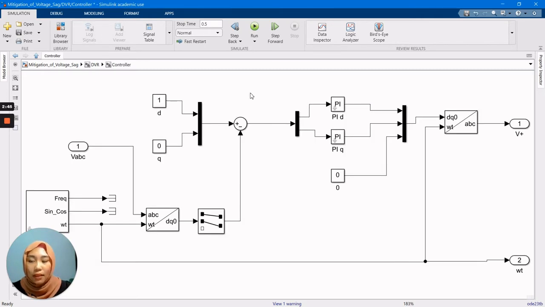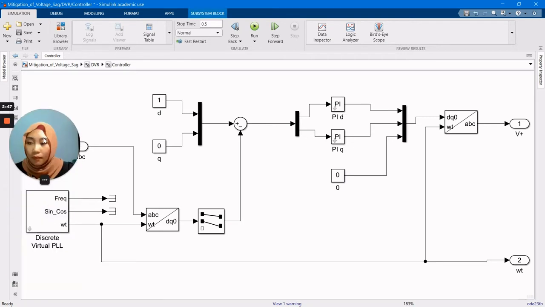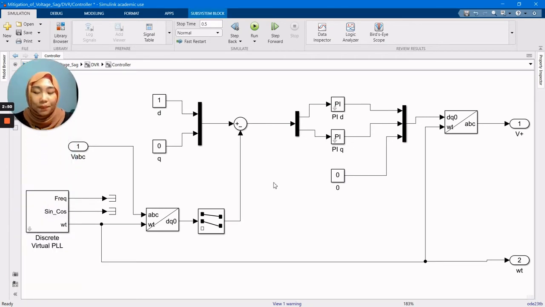First, we will look at the controller. This is the PI controller. The PI controller is to convert the ABC into the D and Q coordinates. This is the PI D and PI Q. So the PI controller is to control the value of D and Q so that there will be low errors, and the accuracy will be higher.